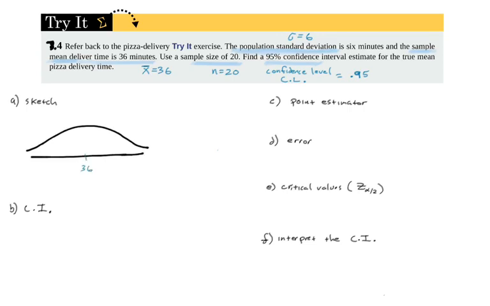All right. So here's my sketch. There's my mean in the center. Sigma is 6. The standard error is 6 over root 20 here. So my standard error is going to be 1.34. And again, your calculator won't give that to you, so you want to calculate this on your own here.